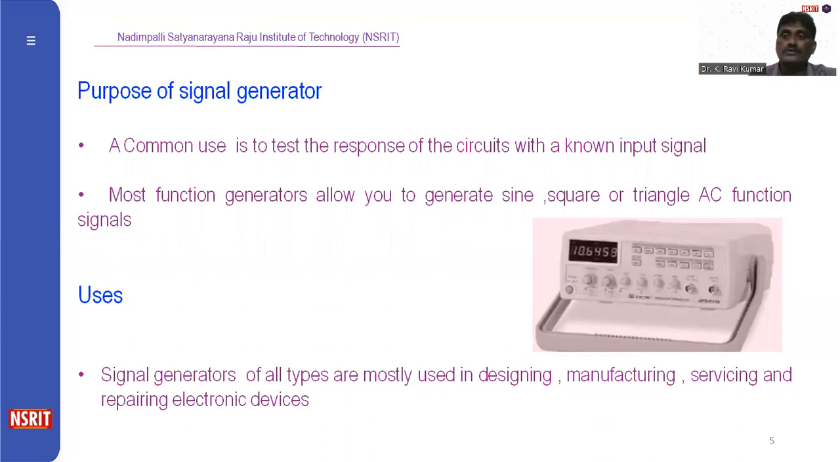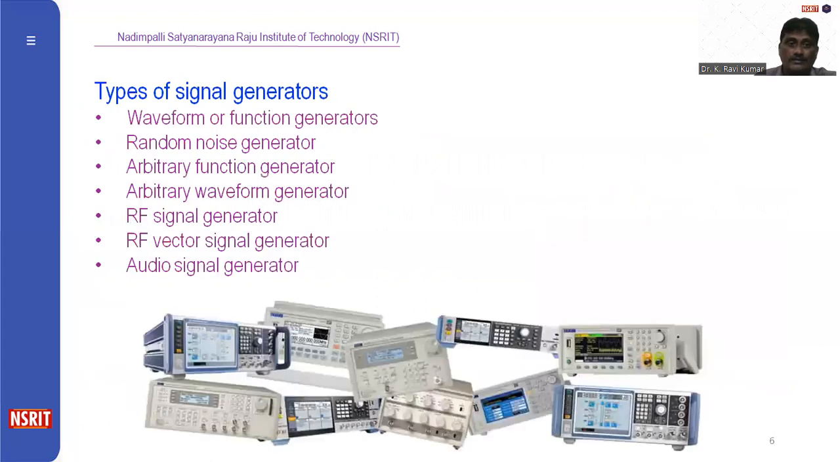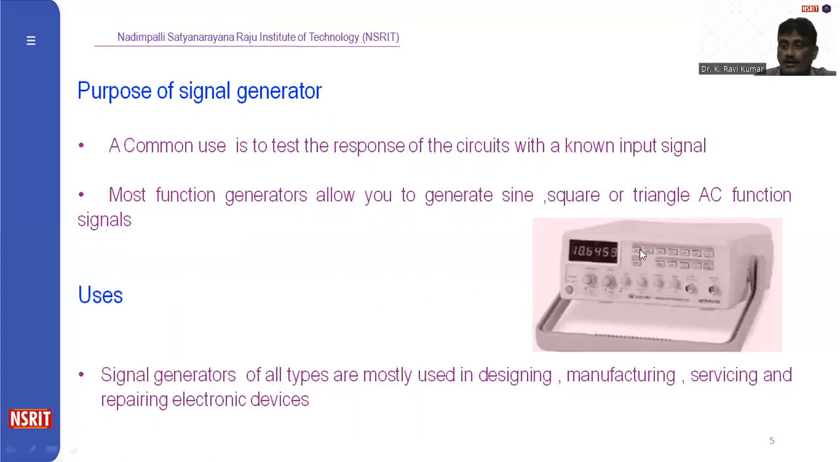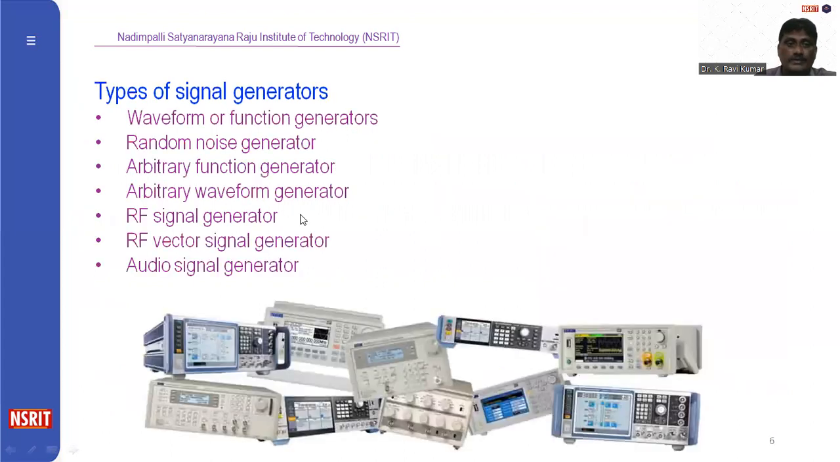What is the use of signal generators? Signal generators of all types are mostly used in designing, manufacturing, servicing and repairing electronic devices. So those are the applications of the signal generator. This is one more diagram of the signal generator. The display will be in digital form.